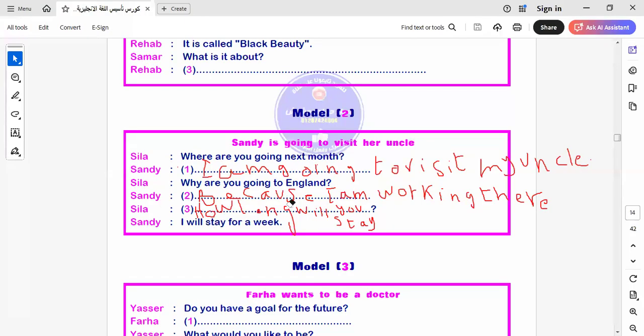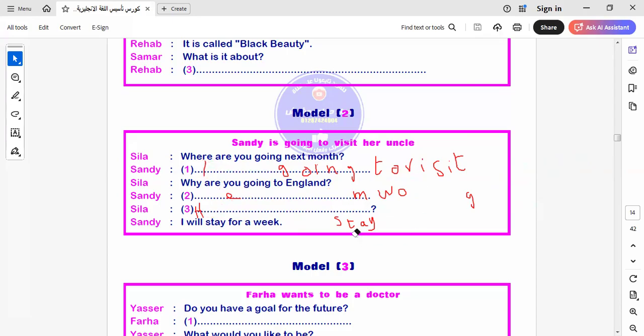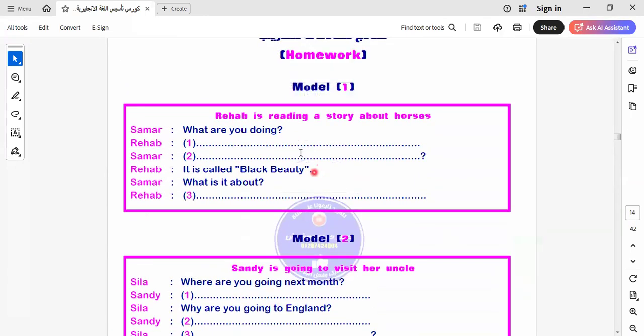Let's go to another conversation here. We must read the conversation before we answer it, to understand it, then answer it. Okay. Here we say, Rahab is reading a story about horses. Summer is asking Rahab, Summer: What are you doing? Rahab is replying: I'm reading a book. You can say I'm reading a story, or I'm reading a book. Saying a book or a story, both are correct.